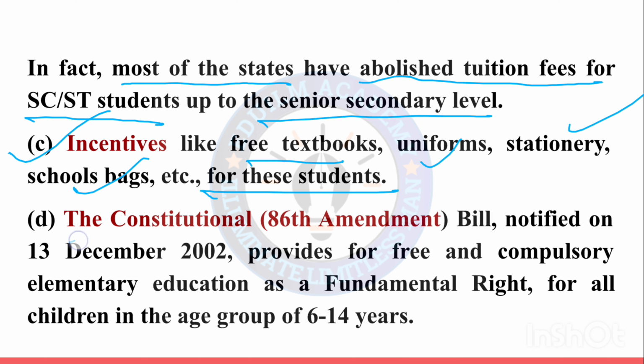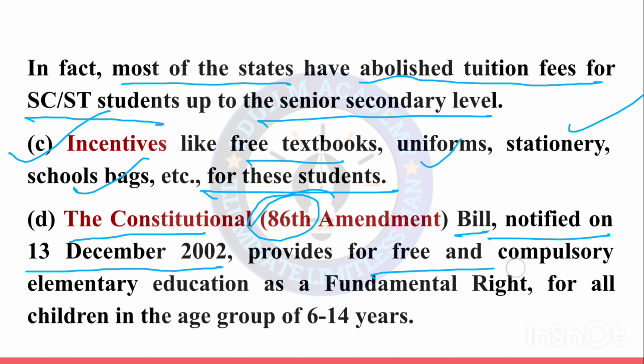for these students. The Constitution 86th Amendment, notified on 13th December 2002, provides for free and compulsory elementary education as a fundamental right for all children in the age group of 6 to 14 years. We already discussed in the previous video about Article 21A, free and compulsory elementary education as a fundamental right.